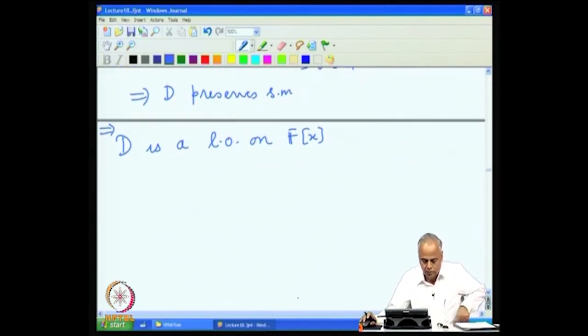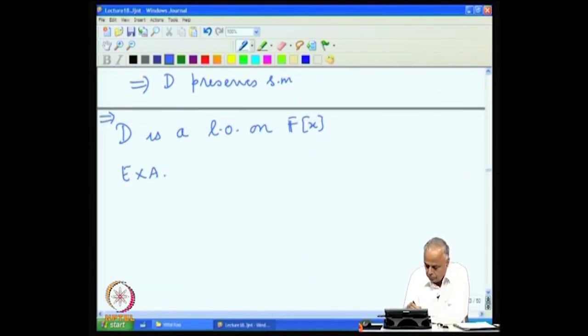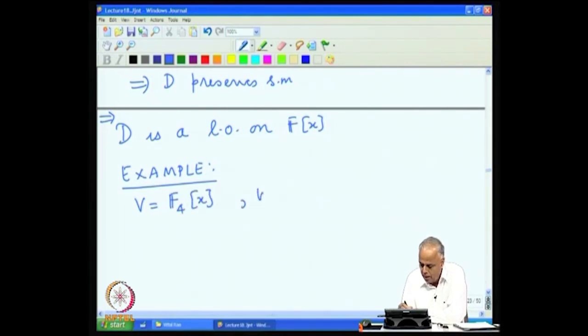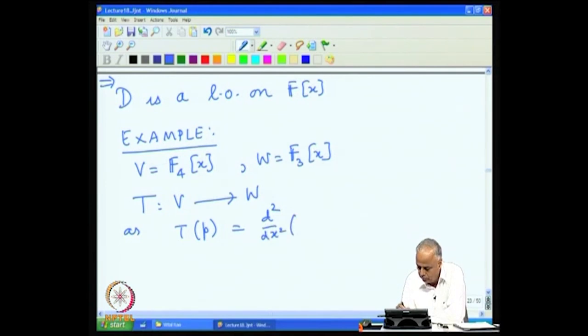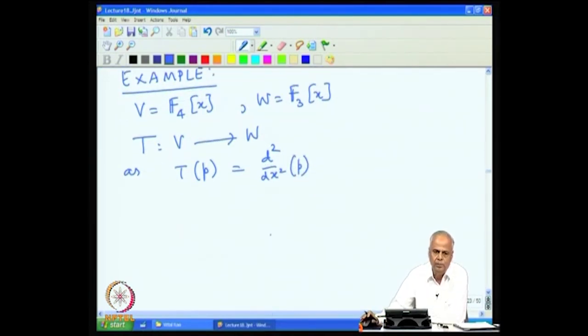So, now we have one more example. We will extend this differentiation operator. Now, we take V to be F_4[x] and W to be F_3[x]. The space of all polynomials of degree less than or equal to 4 is V, and of degree less than or equal to 3 is W. Then we define T mapping V to W as T of P is the second derivative of P. Once again, the derivative splits addition into separate parts and scalar multiplications are separated out. So, therefore, it is easy to see.